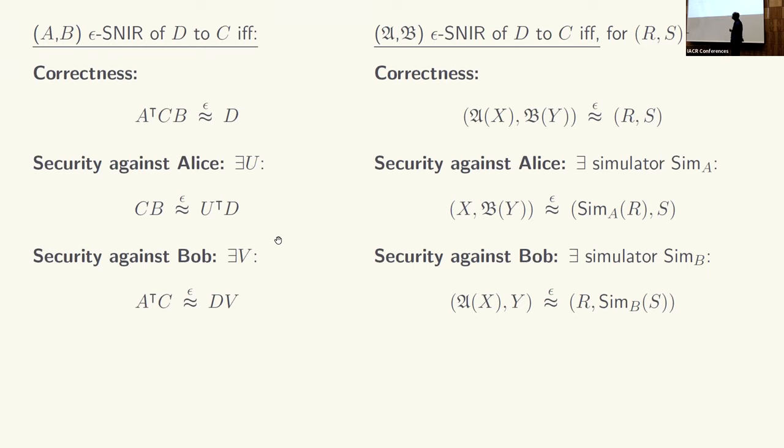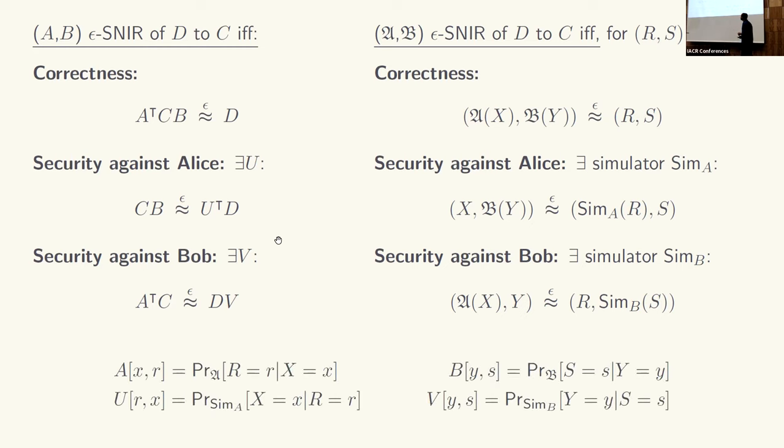And with respect to the correlation matrices C and D, we have correctness written as a particular matrix product being close to the desired correlation. And the security at Alice would correspond to having a simulator, Sim_A, which corresponds to a stochastic matrix U, and we get another matrix multiplication constraint, and so on. So our analysis begins with this linear algebraic characterization.